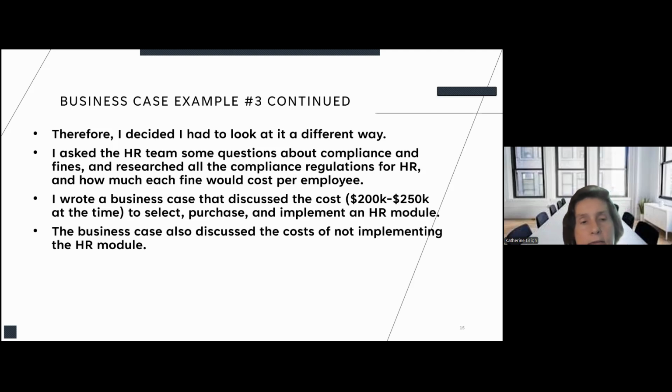So I asked the members of the HR team some questions about compliance and fines. So here we are in compliance and fines again, right? And I researched all of the compliance regulations for HR and how much each fine would cost per employee that we had. So I wrote a business case that discussed the cost of selecting, purchasing, and implementing an HR module. And it also discussed the cost of not implementing an HR module.